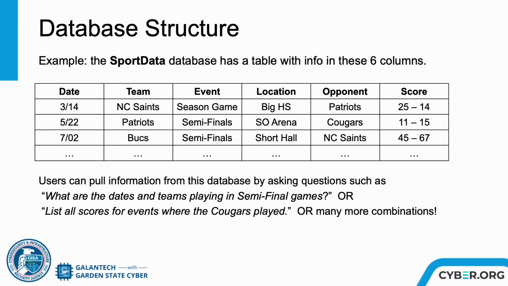Let's talk about database structure. So here we have a database that we are going to call sport data. And it is a table with information in these columns: date, team, event, location, opponent, and score. So we as users can pull information from this database by asking questions like, what are the dates and teams playing in the semifinal games? Or list all the scores for events where the Cougars played. Obviously, there are many more combinations possible.